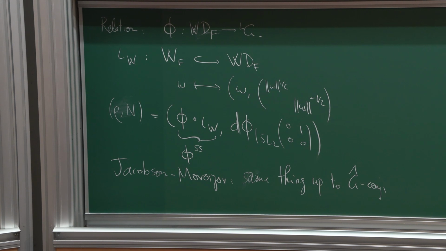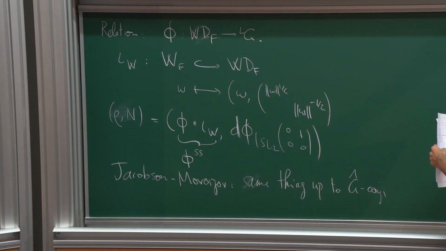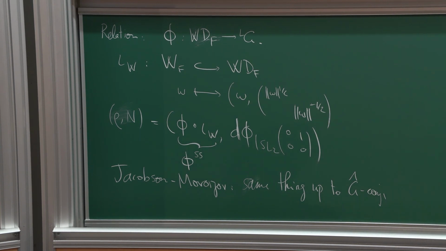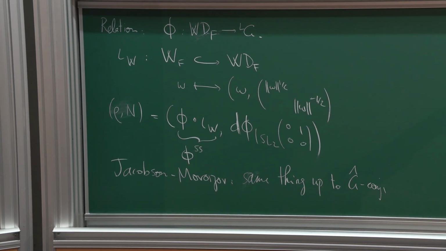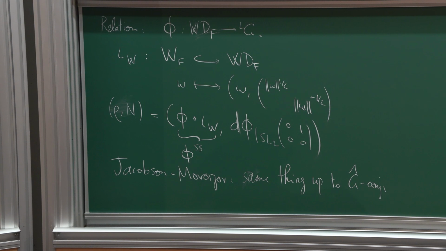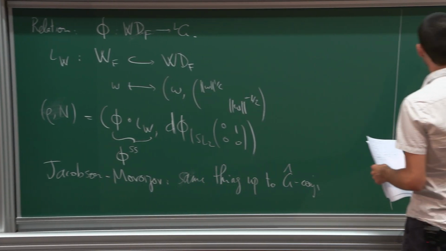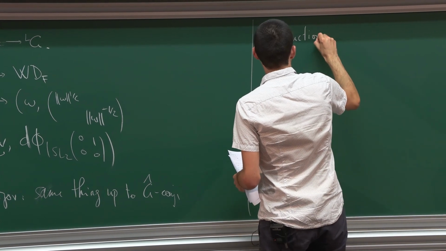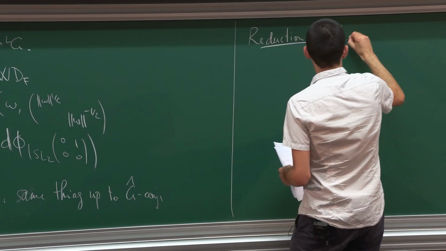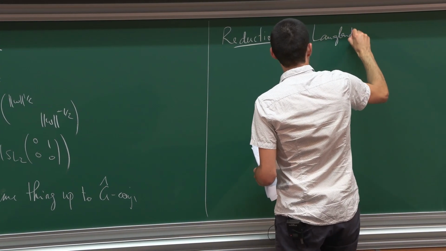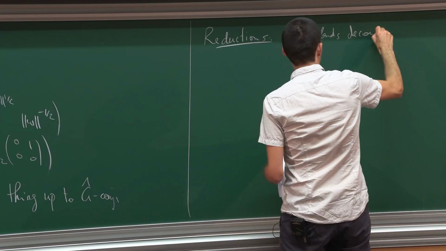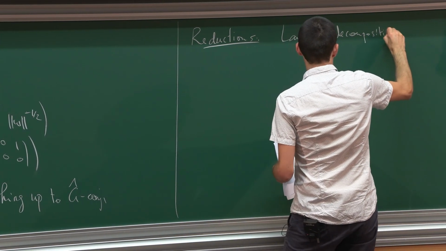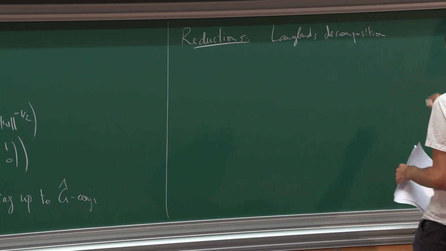So then we have, parallel to the classification, to the reductions in the theory of representations of reductive groups, we have reductions, so there is a Langlands decomposition that's similar to the Langlands classification for parameters.